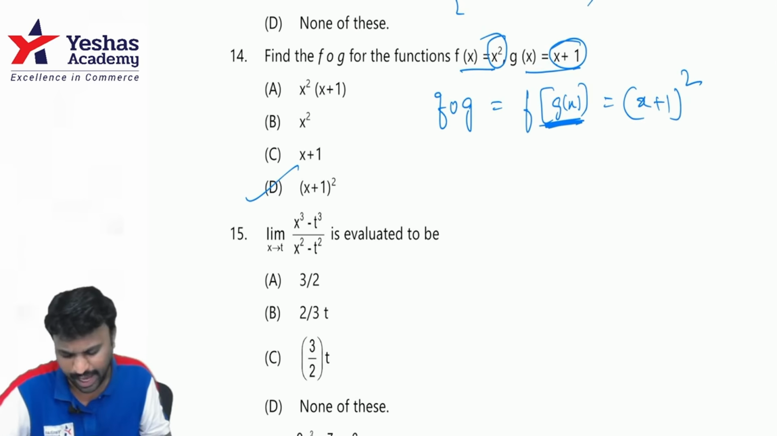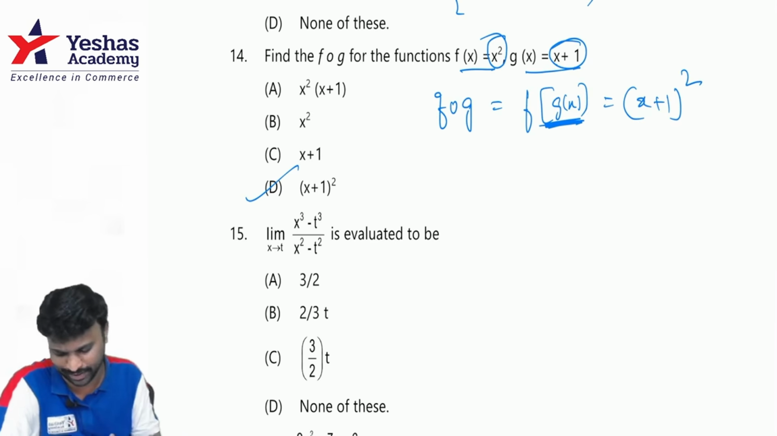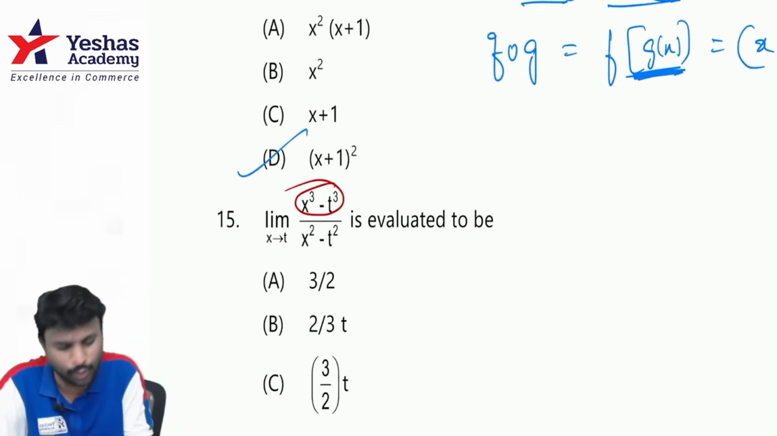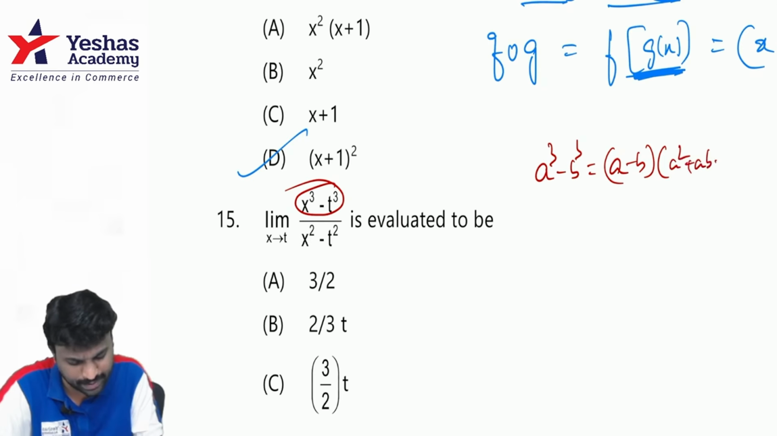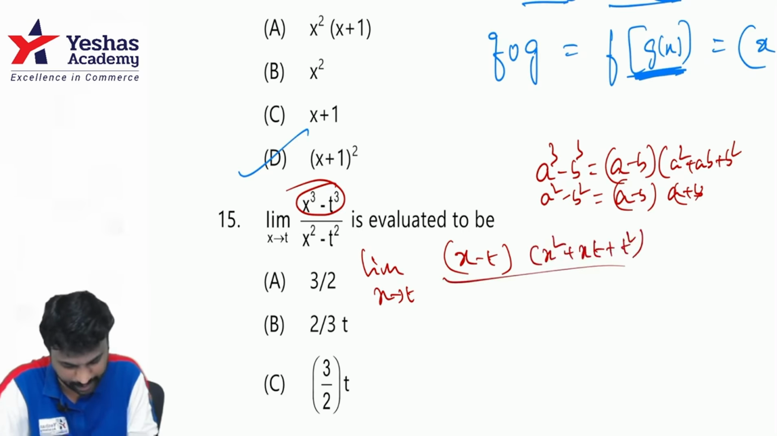Guys, moving on to the next question. Limit x tends to t, x cube minus t cube, is evaluated as. Guys, if you substitute x as t, you will get 0 by 0. So that should not happen. First of all, look at the numerator. It looks like a cube minus b cube. What's the formula for a cube minus b cube? A minus b into a square plus ab plus b square. And the denominator looks like a square minus b square, which is a minus b into a plus b. Let's substitute that formula. So what do you get? X minus t into x square plus xt plus t square. Denominator is x minus t into x plus t.